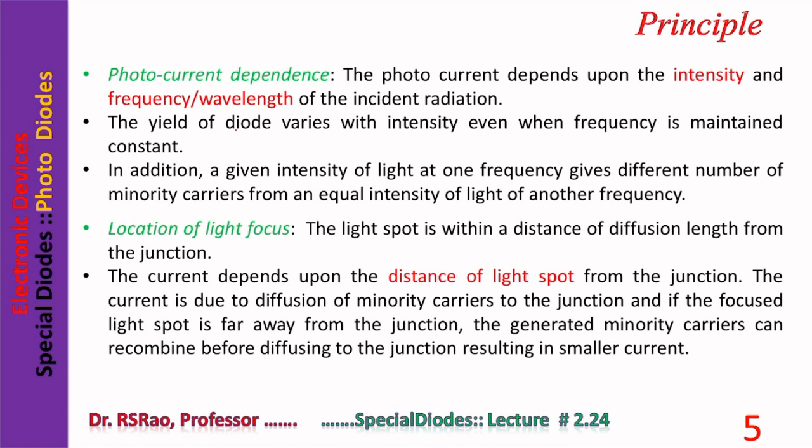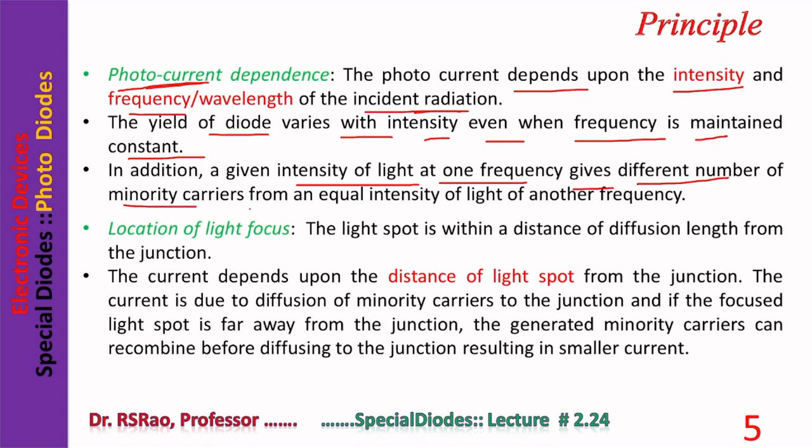Some important points regarding the functioning of photodiodes. Photocurrent depends upon the intensity and frequency of the incident radiation. The yield of the diode varies with intensity even when frequency is maintained constant. In addition, a given intensity of light at one frequency gives a different number of minority carriers from an equal intensity of light of another frequency. So the basic point regarding photocurrent is that intensity of the radiation and frequency of the radiation, these two are important aspects of the radiation which influence the amount of photocurrent.